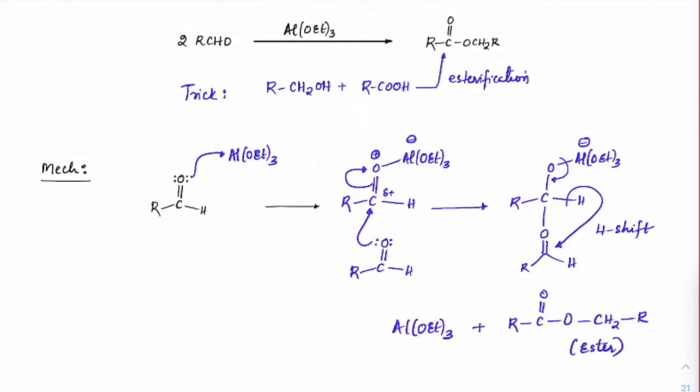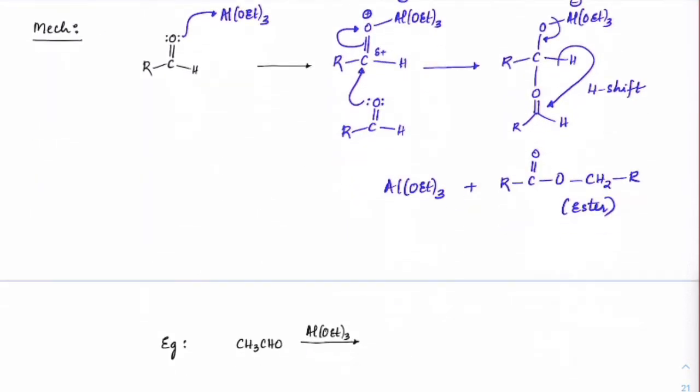So you can see this is the product which we are expected to get. And if you don't remember the mechanism, never mind, just make this. This is the best way to remember. Got it? Take two aldehydes, make alcohol and acid just like Cannizzaro, then connect them as esterification. So that would give us the answer. I hope you guys understood that.